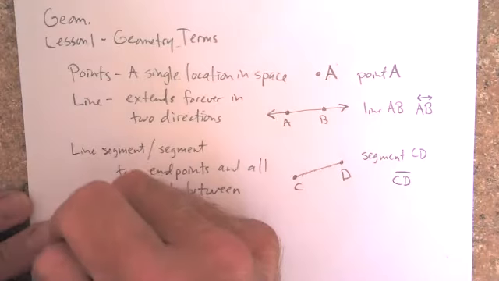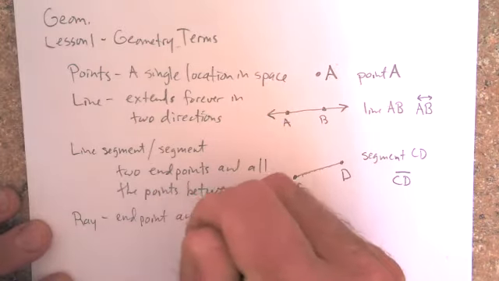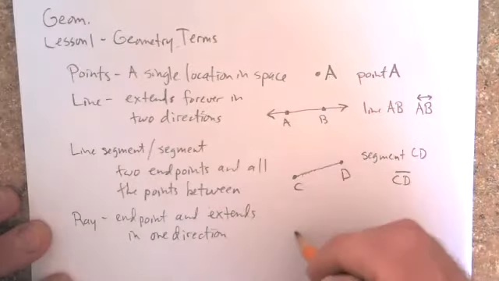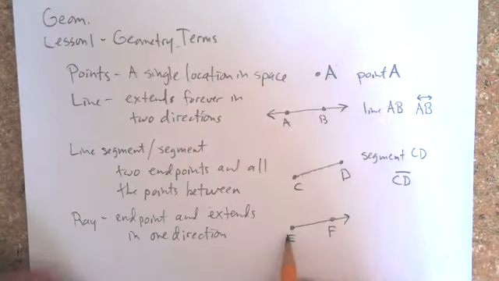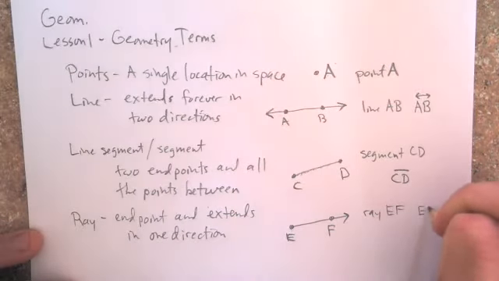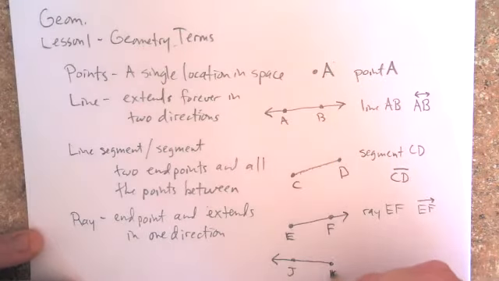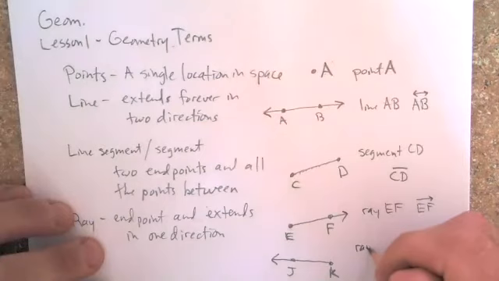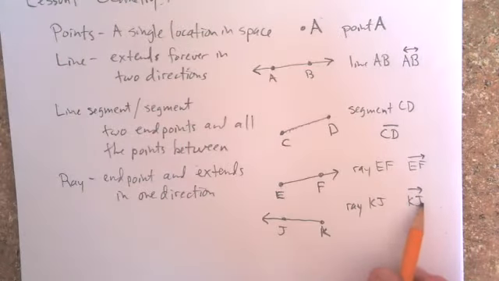A ray has an endpoint and extends in one direction. Okay, so maybe like, whatever, we'll say EF. It has one endpoint E, and then it extends infinite points in one direction. So we'd say ray EF, or we put EF with a little ray over the top of it. Say the ray points this way, or let's say that's JK. Okay, what would we call this ray? Well, you always name it with the endpoint first. We're actually going to call this ray KJ, or KJ with the ray over it.